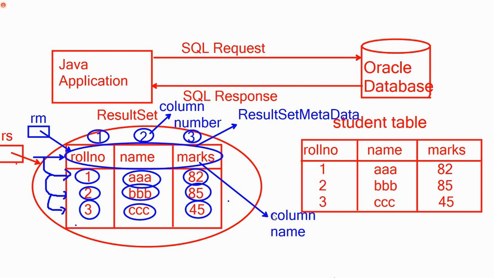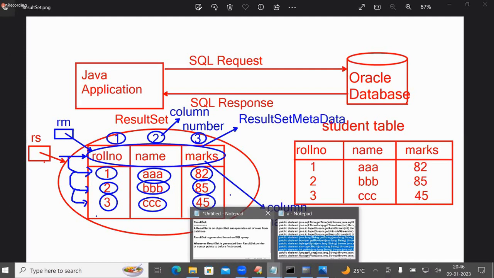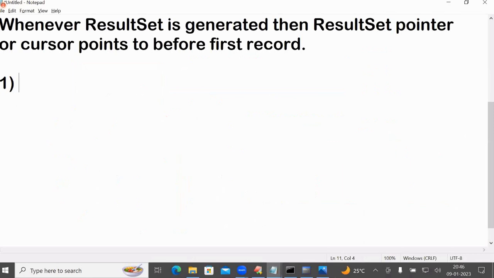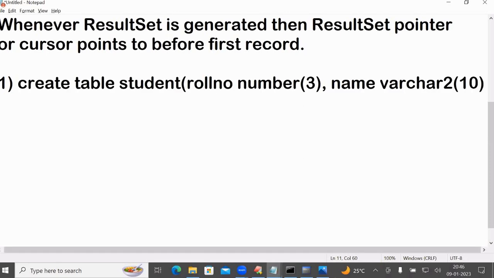Based on the SQL query. Say 3 programs you studied with the Statement interface. Say first program on SQL query, like roll number, number 3. After that, name, varchar. Okay, next marks, number 3. This we wrote as SQL query.